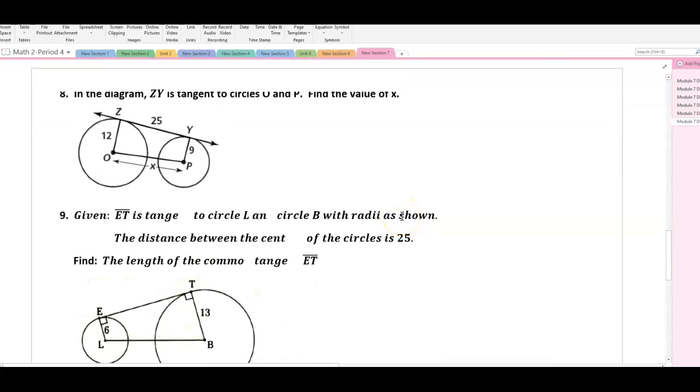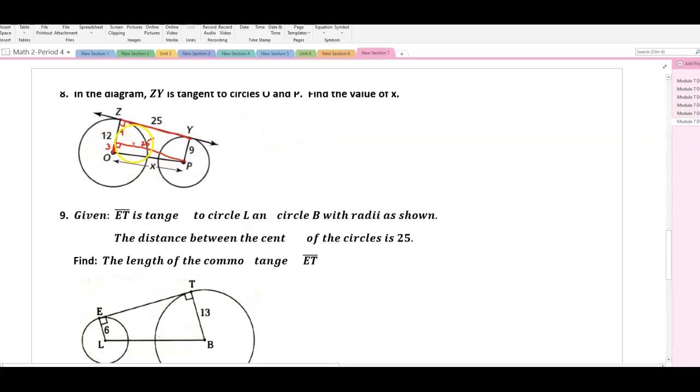Okay, number 8. In the diagram, ZY is tangent to circles O and P. Find the value of x. Right? So if we want to find, this is like that distance between the centers. So if I go ahead and draw this line parallel to this, I create this rectangle here, where that tells me this is going to be 9. This could be 25. Now the key here is to find this part here, because remember, a radius and a tangent is a right angle, which makes that a right angle. If I do 12 minus 9, that tells me that piece is 3.